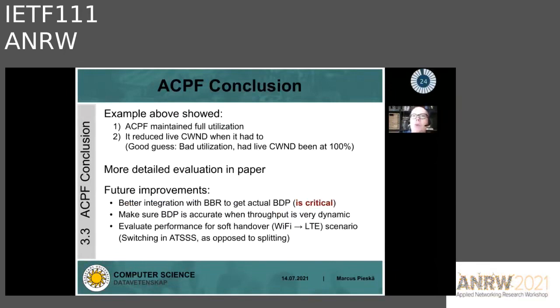One may conclude from this simple example that the improved scheduler is able to maintain full utilization by departing from the behavior of default CPF when necessary. Although one cannot be certain from these plots alone, it is a good guess that the utilization of the secondary path would have been poor after the highlighted event had standard CPF been used. A more detailed evaluation is available in the paper.